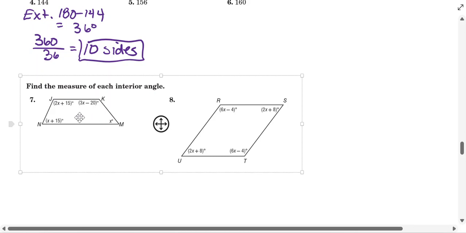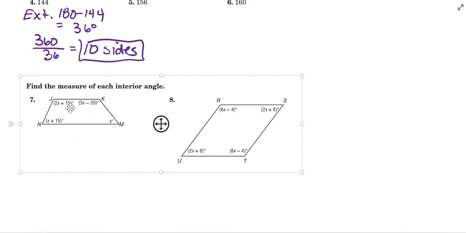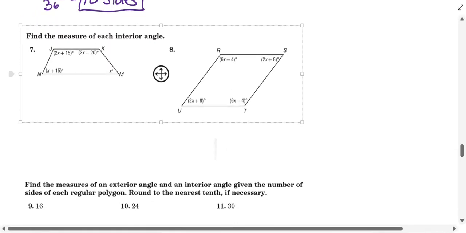For 7 and 8, we have quadrilaterals. We have 4 sides. We know all the angles add up to be 360. So add each one of these angles up, set them equal to 360, find your x, and then plug it back in to find each angle.